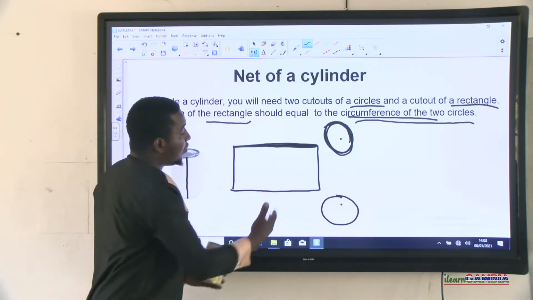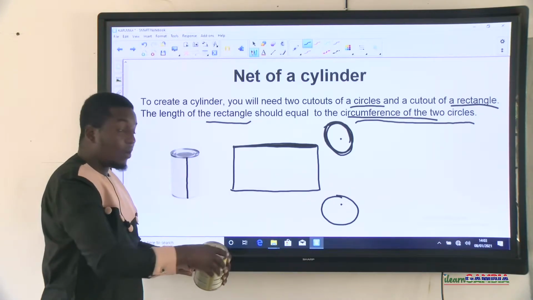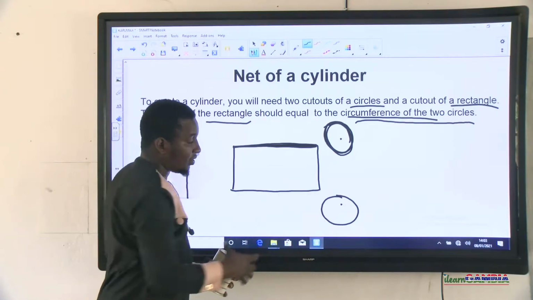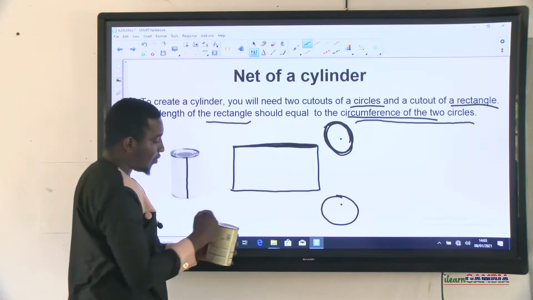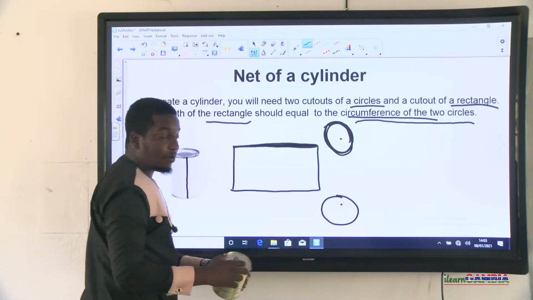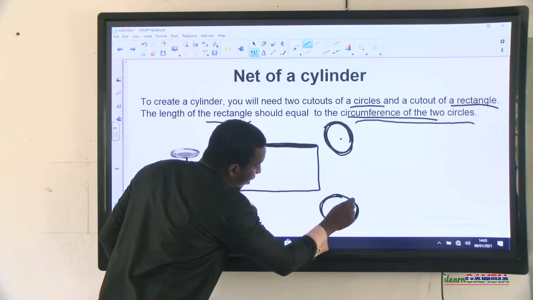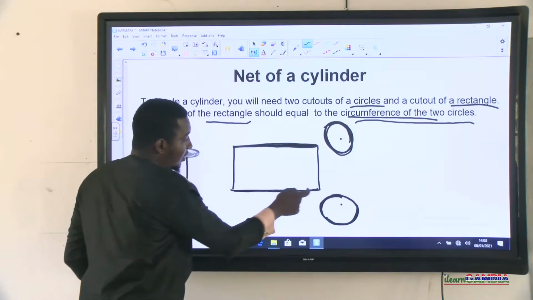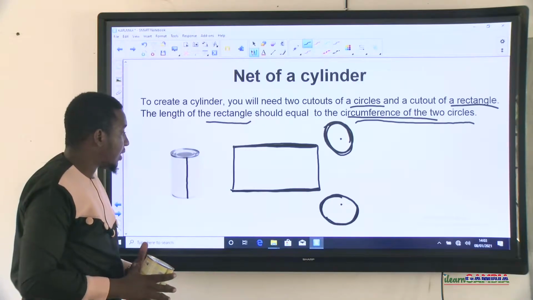At the base also it is the same. Since we split this, you can see they are all attached together. When you split it and remove the circle, this will give us the circle. And when you split this other one, it's going to give us the rectangle. Since the circle is from the rectangle, the distance around the circle, which forms the circumference of the circle, should be equal to the length of this rectangle. I hope you understand that.